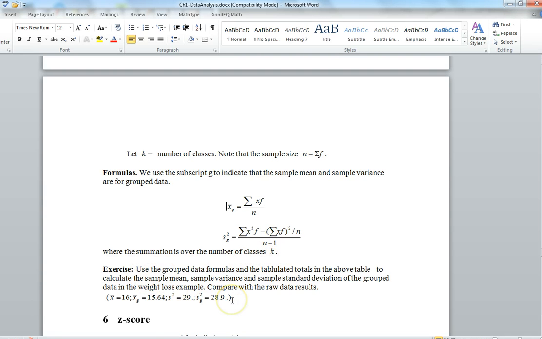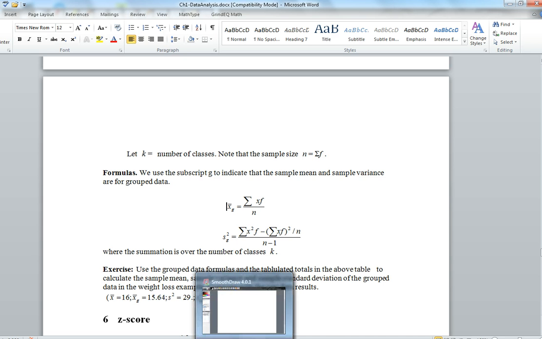Here's an exercise I'm going to do for you also. Use the grouped data formulas and the tabulated totals in the above table to calculate the sample mean, variance, and standard deviation of the grouped data. Now we have the results. It tells us here the raw data has a mean of 16, the grouped data 15.64. The original data had a sample variance of 29, and the grouped data has 28.9. So they come out close. Let's see how we do that.